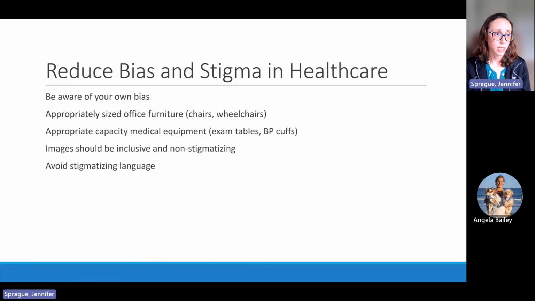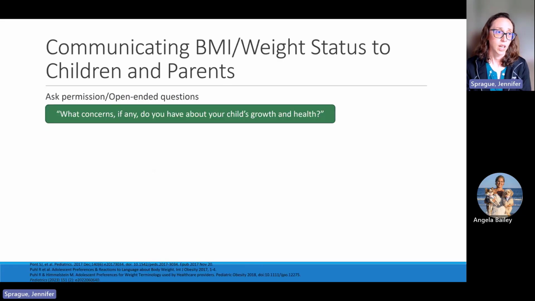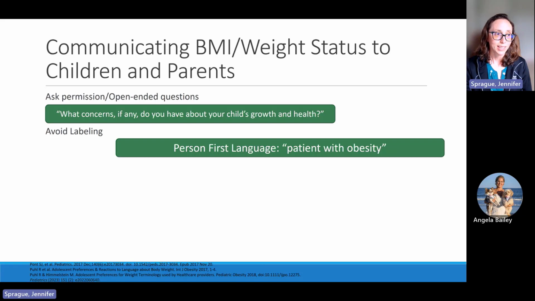Images in the clinic should be inclusive, non-stigmatizing, and you want to avoid stigmatizing language. As you begin talking about BMI or weight status to children and patients, you want to think about your words. So start by asking permission using open-ended questions. What concerns, if any, do you have about your child's growth and health? Then avoid labeling. So person-first language. This means the patient comes first and the disease is second. The patient is not the disease itself, so a patient with obesity, not the obese patient.